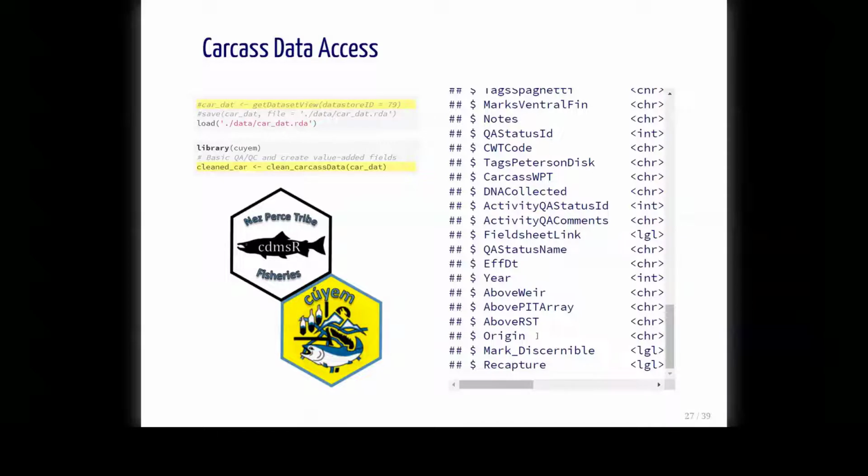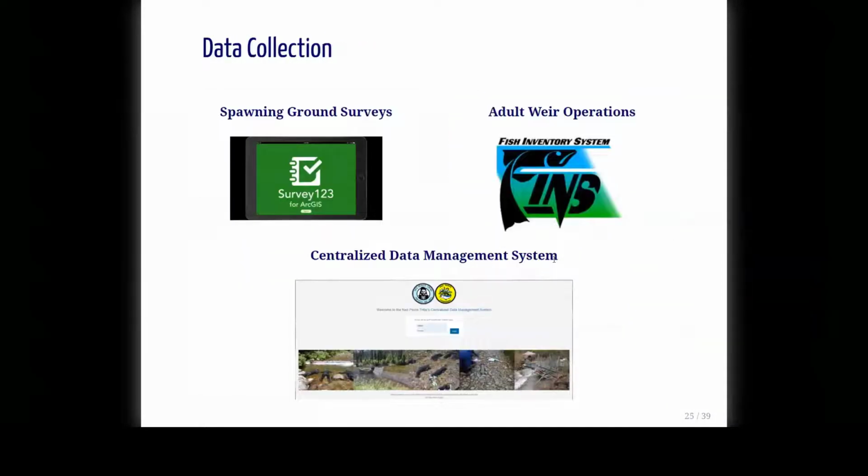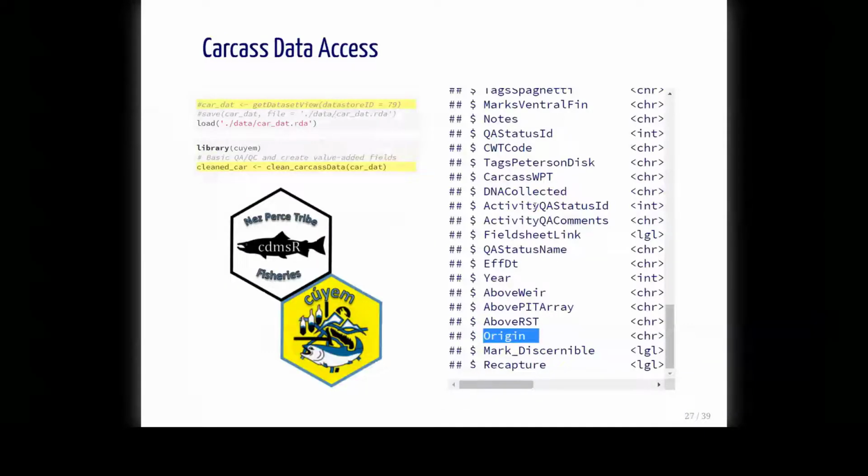And one other value added field that is really important is origin. Origin is important as we start to determine our PHOS numbers and our pre-spawn mortality numbers. It's developed from CM, and CM uses the marks and tag information in the carcass data to determine it.